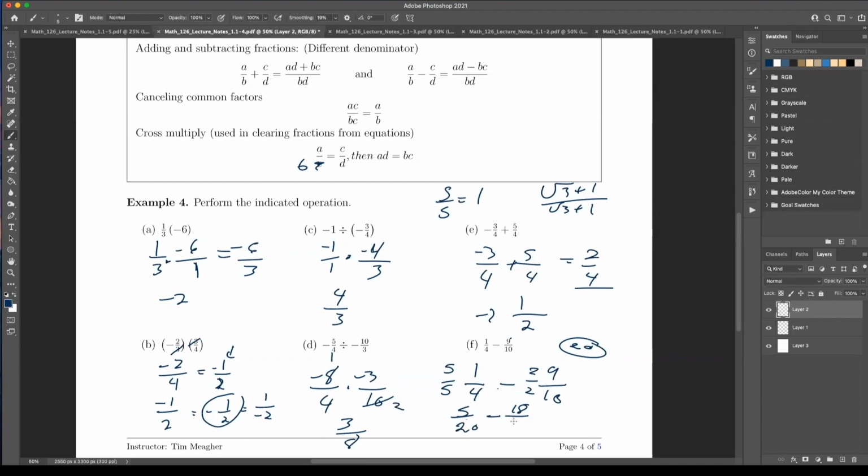It's 5/20ths minus 18/20ths. And then once we do that, 5 minus 18 would be minus 13/20ths. Okay. So multiply by these ones.